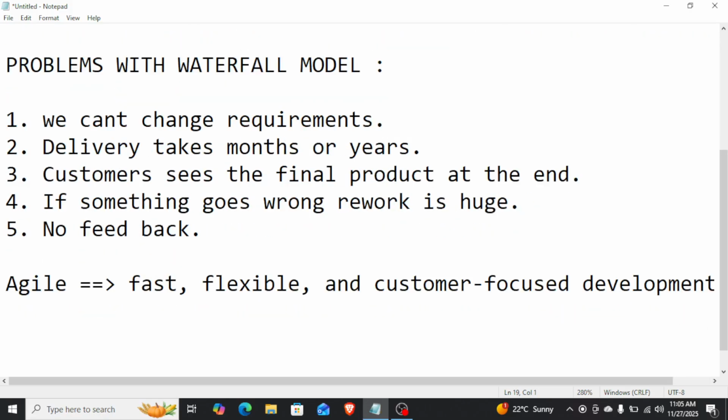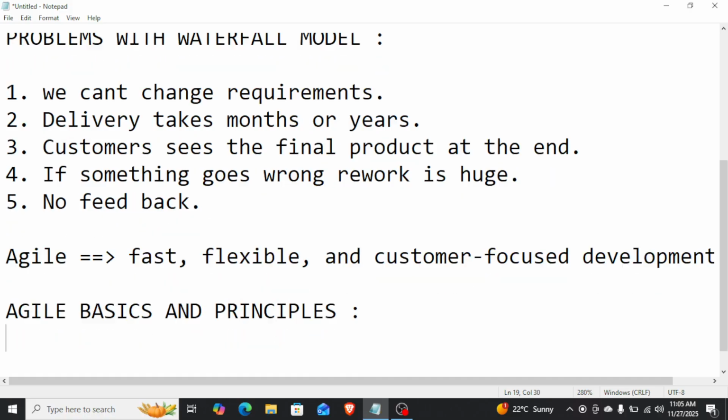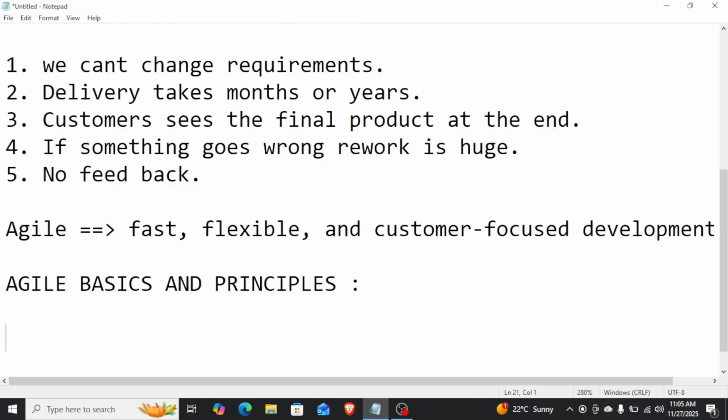Now we will see Agile basics and principles. Agile is not a tool or software. Agile is a mindset, a way of working. The Agile manifesto has four values: individuals and interactions over processes and tools, working software over comprehensive documents.